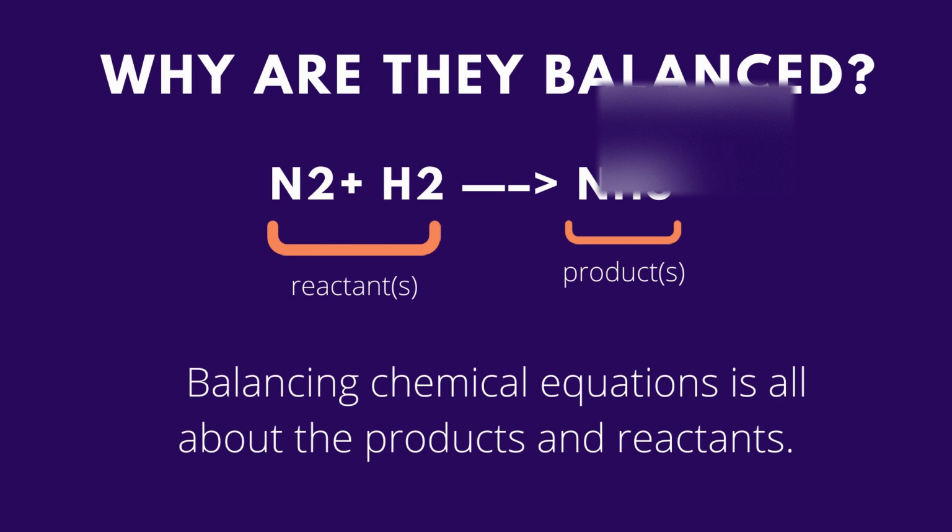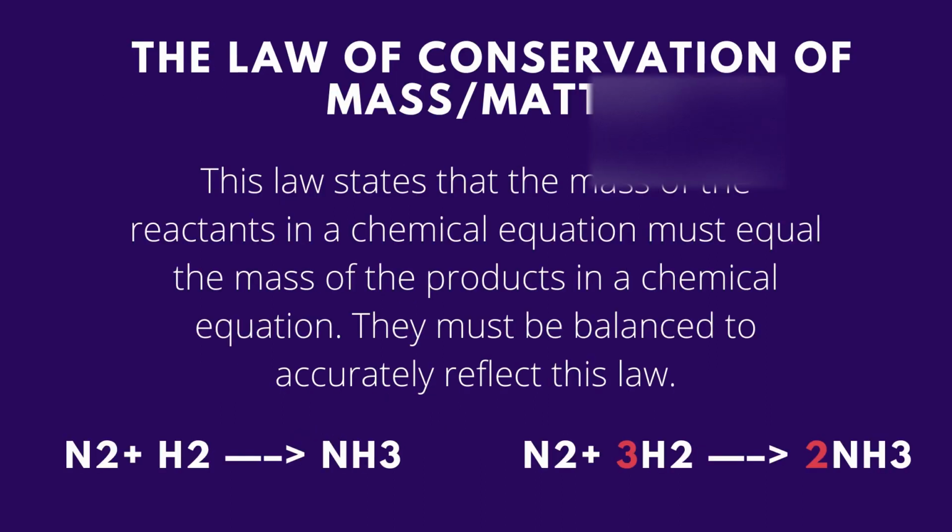When we look at this chemical equation, N2, nitrogen gas, and H2, hydrogen gas, are the reactants, and NH3, also known as ammonia, that is the product. And this is why we balance them.